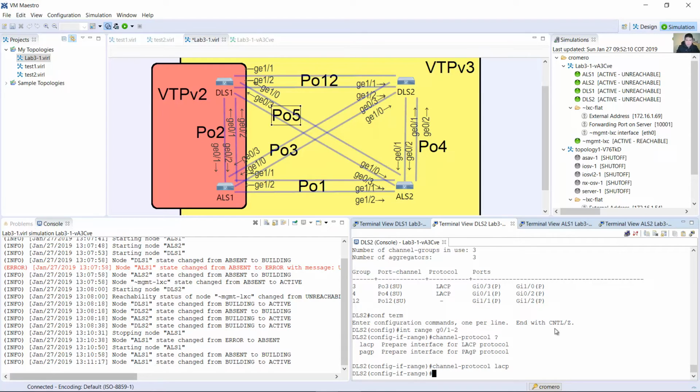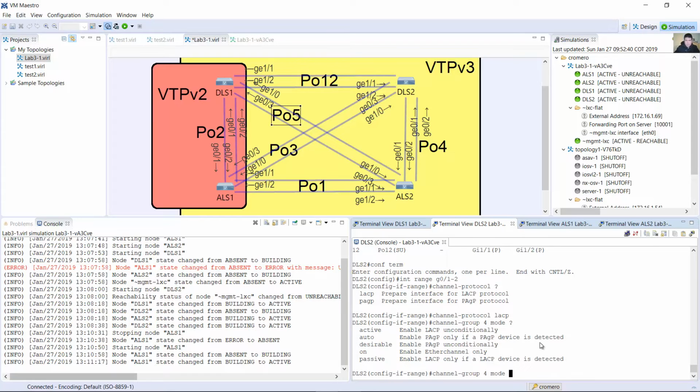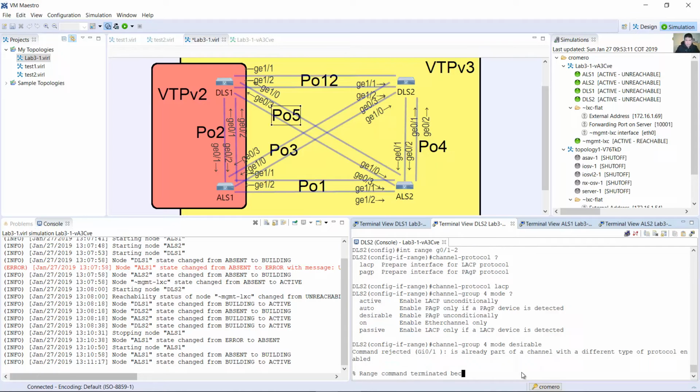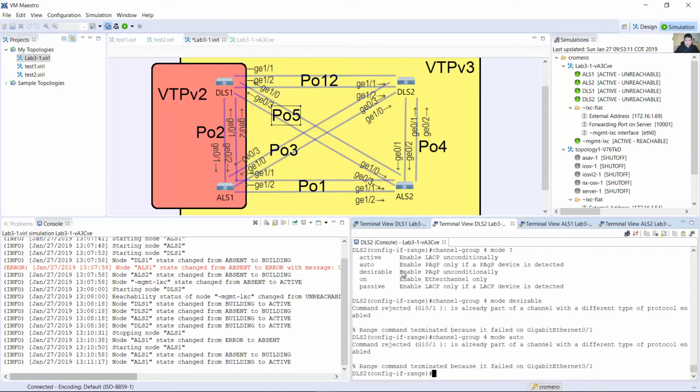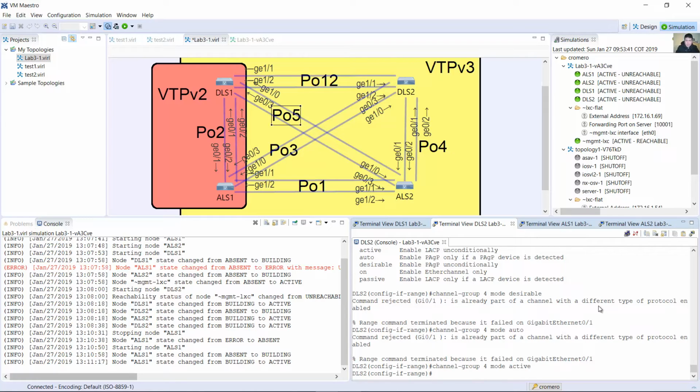And if you configure the channel group 4 mode, you have all these options, but only the LACP options, active or passive, will be accepted. Try to use desirable: already part of the channel with a different type of protocol enabled. Okay, so it's not accepted. Auto will not be accepted, but if you use active, it will be accepted. Very good. Okay.